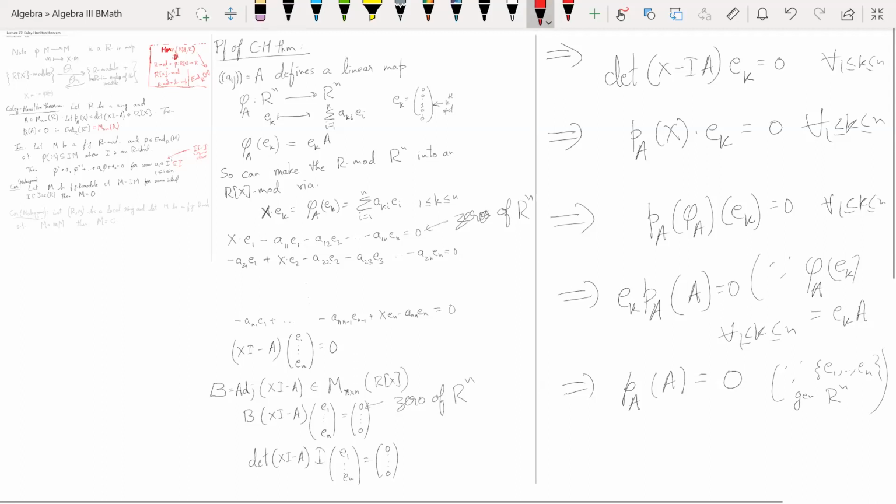Is this clear? Yeah, so I have written it in more steps so that it becomes a little more transparent for you. I hope I haven't confused you guys. Okay. So that completes the proof of the Cayley-Hamilton theorem.